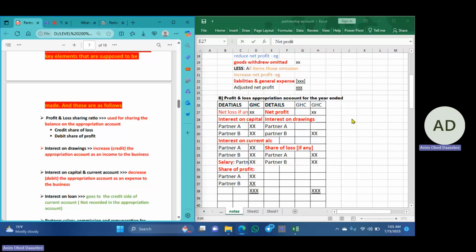So if the current and capital accounts have debit balance, then interest on them will be an income to the business.